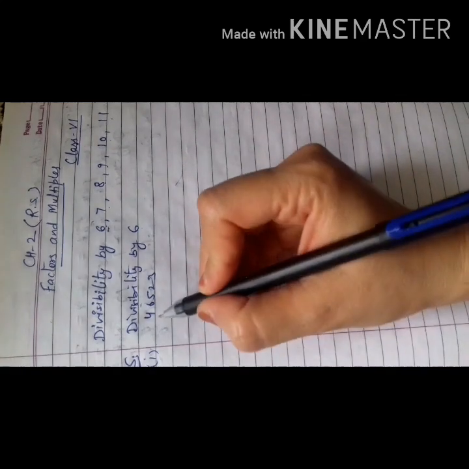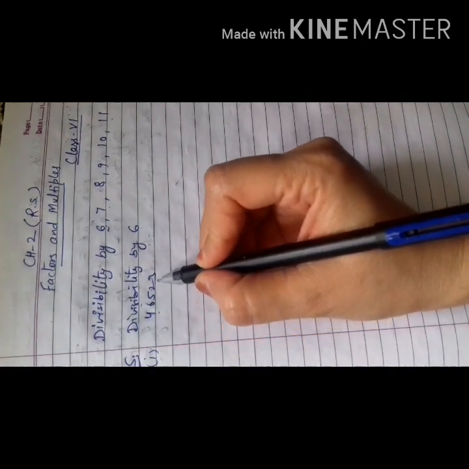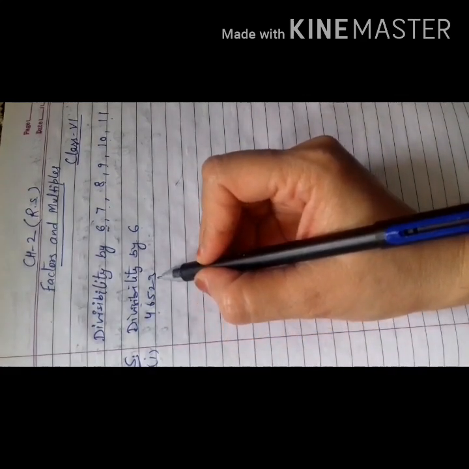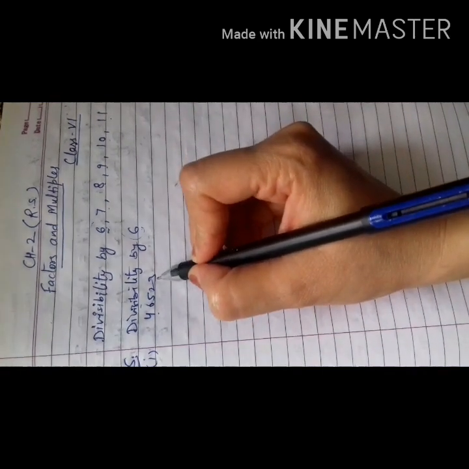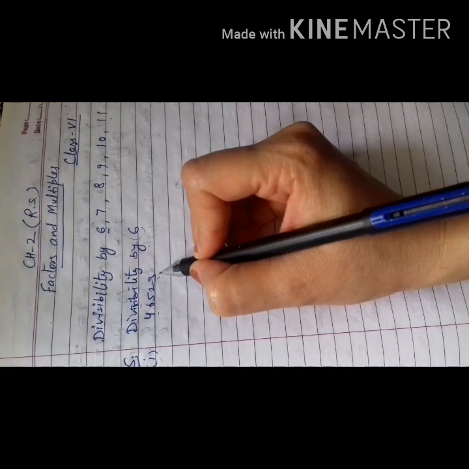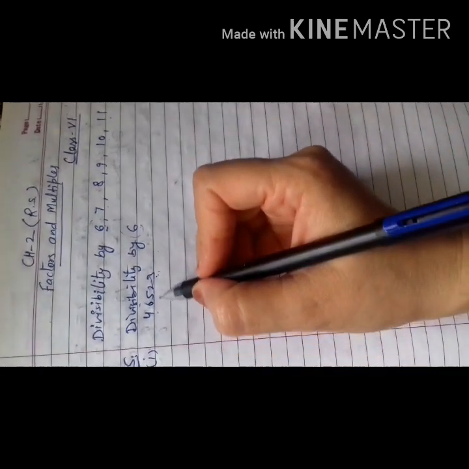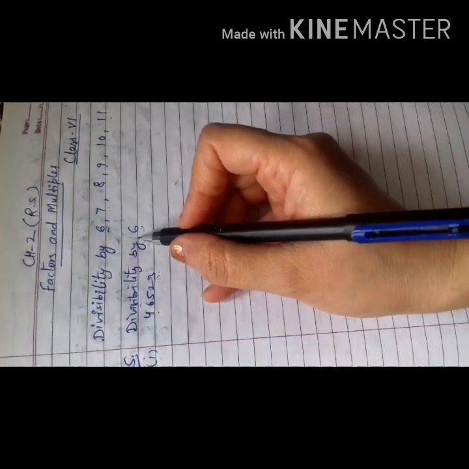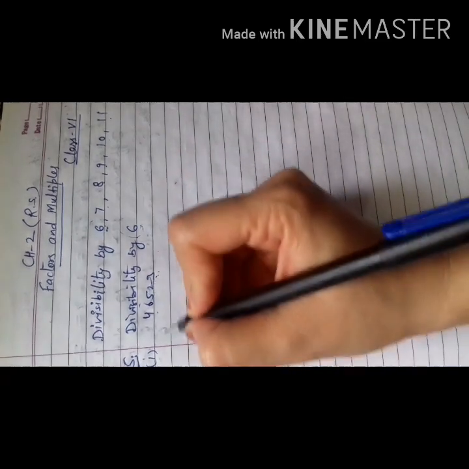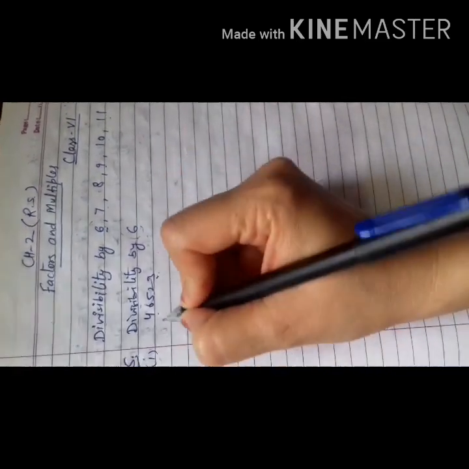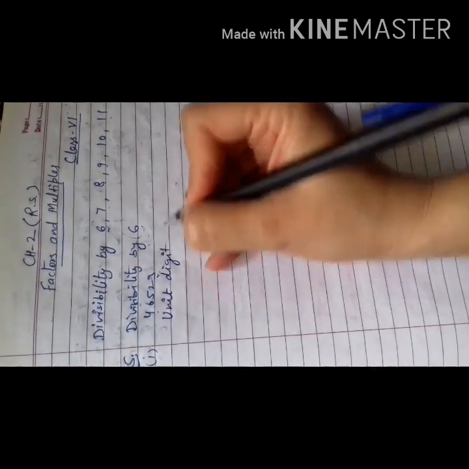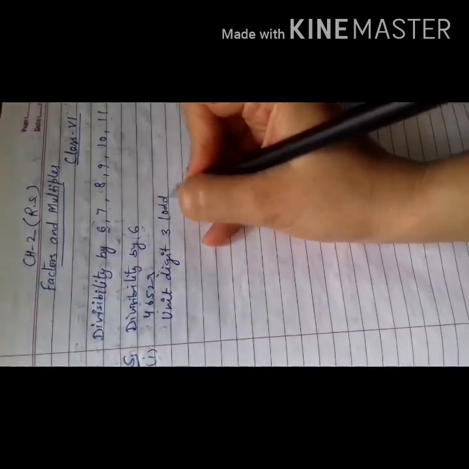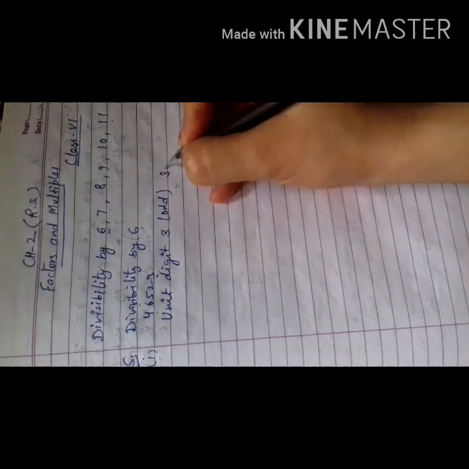First part, 46,523. So first you have to check for 6. First you have to check whether it is divisible by 2 and 3. If it is divisible by both, then it will be divisible by 6. So first check divisibility by 2. Check the unit digit. The unit digit is 3, which is an odd number. So it is not divisible by 2.